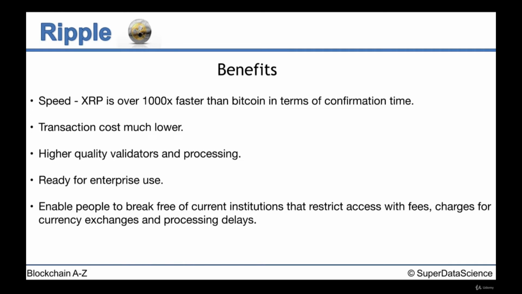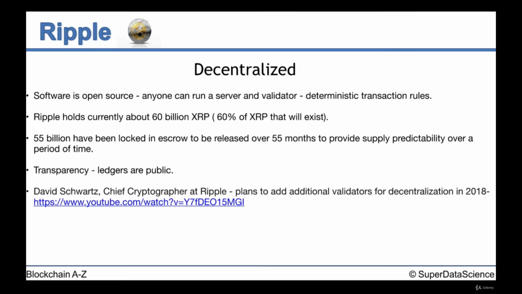You're talking about speed and lower transaction costs. Those are two key elements within cryptocurrencies. In addition, if you were worrying about more XRP being created, the transaction rules are deterministic and software is open source, so there's no way to create more. Ripple currently holds about 60 billion XRP, or 60% of XRP that will exist, with 55 billion locked in escrow to be released over 55 months. And that's intended to provide supply predictability over a set length of time.